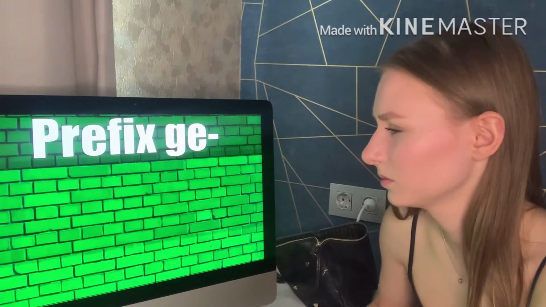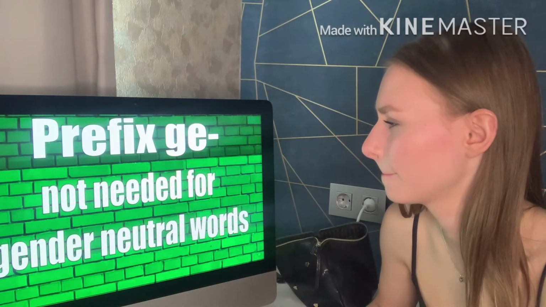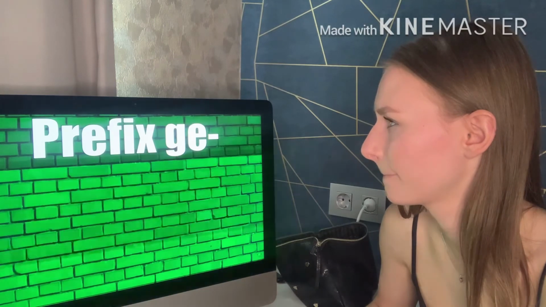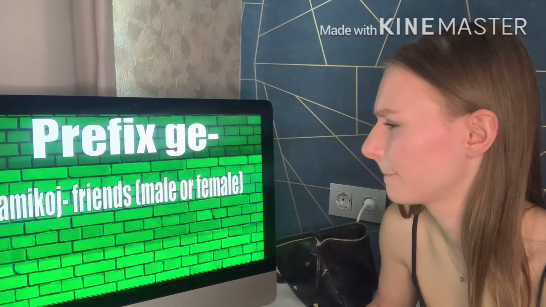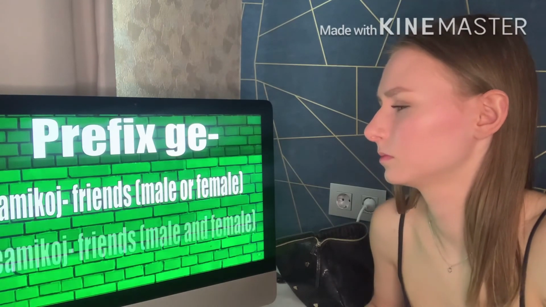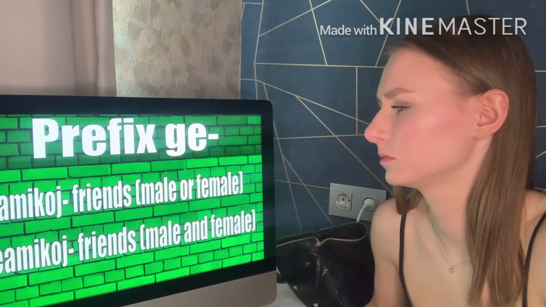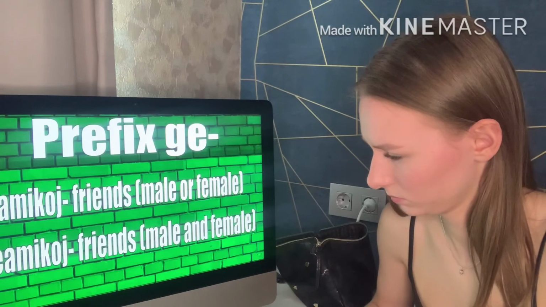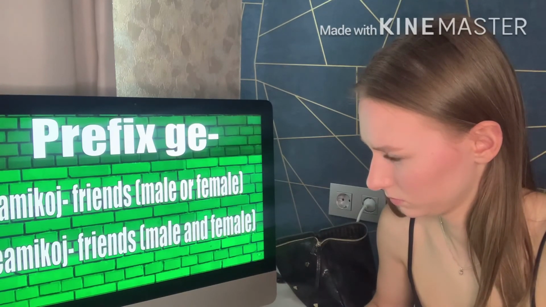The prefix ge is also not needed for gender-neutral words. So the word amikoj can mean friends, male or female. But if you want to, you can say geamikoj, and this means friends, both male and female.